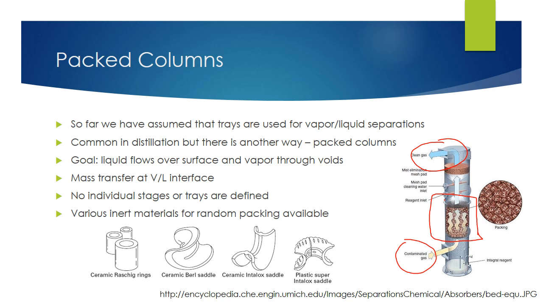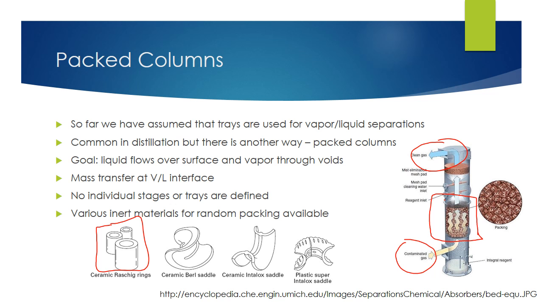There are a few types of packing available. These are just a few examples. If you search online or look in Wankat's book, you'll see examples of more. They have names frequently that are people's names or company names, like these are Raschig rings, that's named after Raschig. Basically, it's a ceramic tube, which gets cut into little fragments. And then when those get dumped into a column, liquid flows on the inside and outside of all those little rings. And vapor can flow through the inside and outside also, so you get good contact.